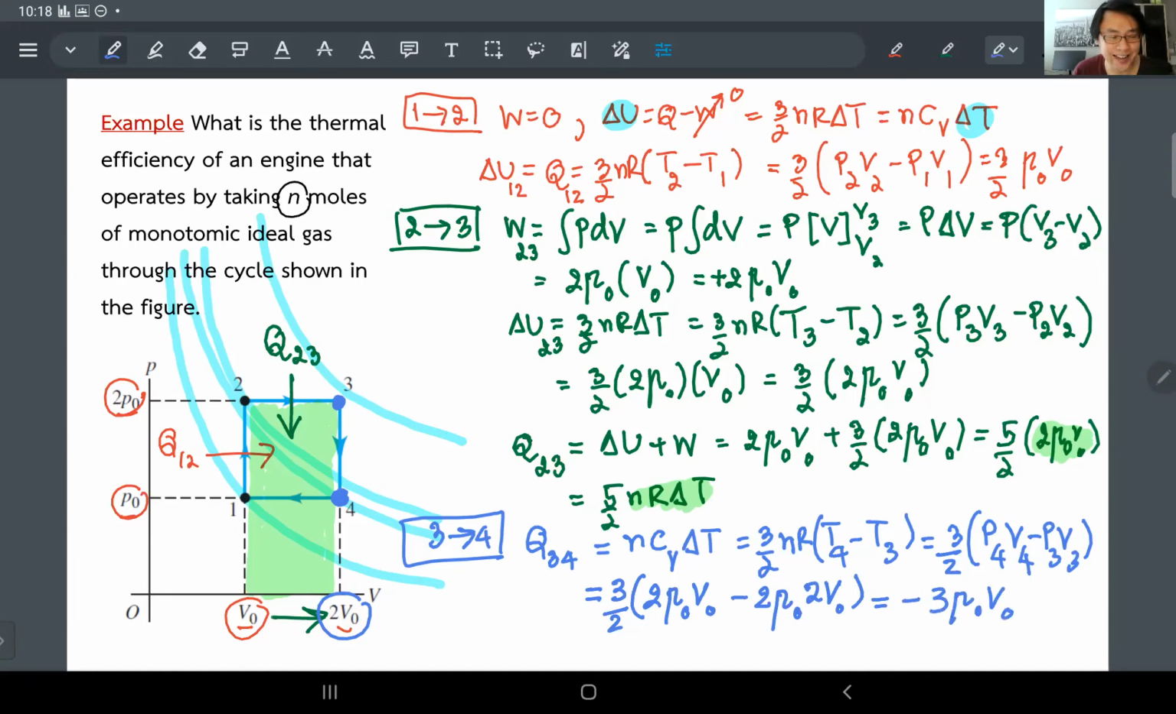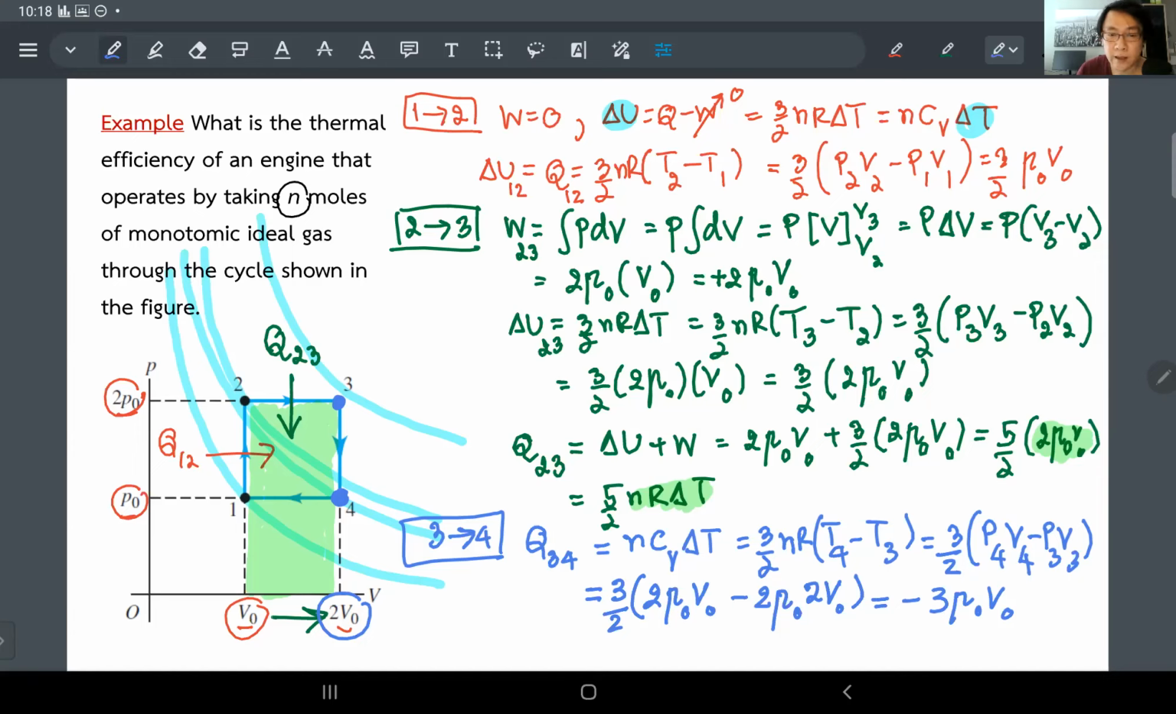Am I right? Okay. I think I got everything correctly written down. Okay, let me double check. P at point 4 is 2P naught V naught. PV at point 3 is 4P naught V naught. Okay, so once you subtract it, you get a -2. 2 and 2 cancel. You get number 3 left on top, and that is your -3P naught V naught.